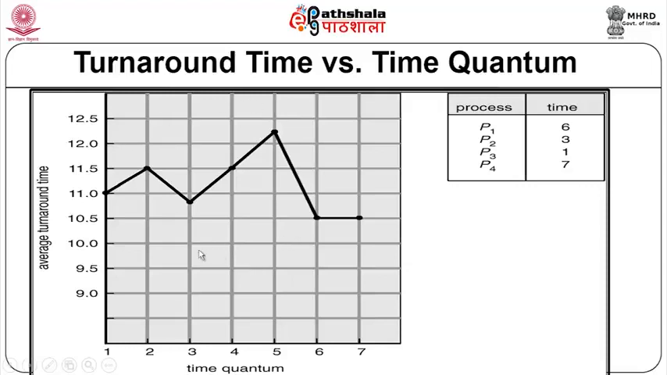So, how does this turnaround time get affected based on the time quantum? Here we find that if most of the processes finish off their job within the time quantum, then the average turnaround time is high. So, when time quantum equal to 5, we find that the average turnaround time is high, because P2, P3 finish off and you have most of P1 finished off and most of P4 also finished off. But then when the time quantum is equal to 6, the turnaround time reduces.